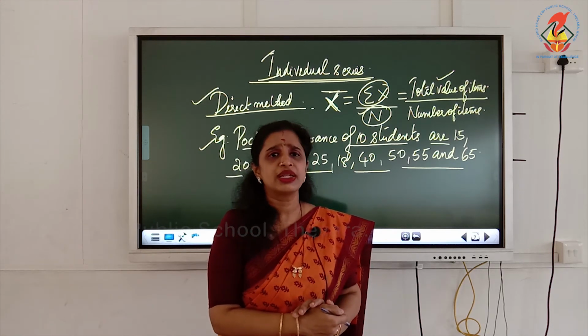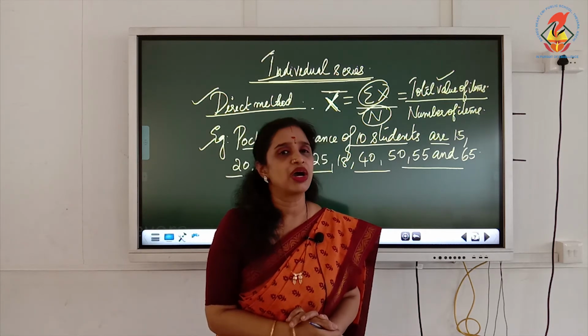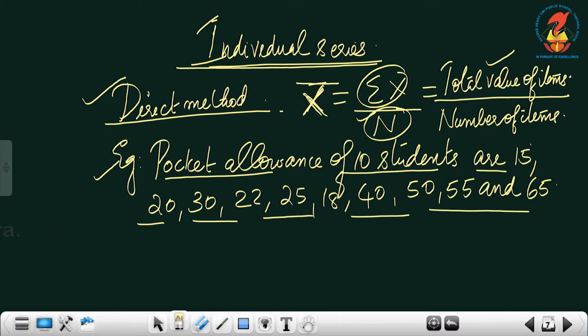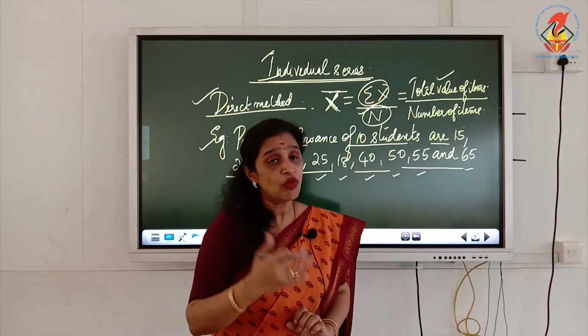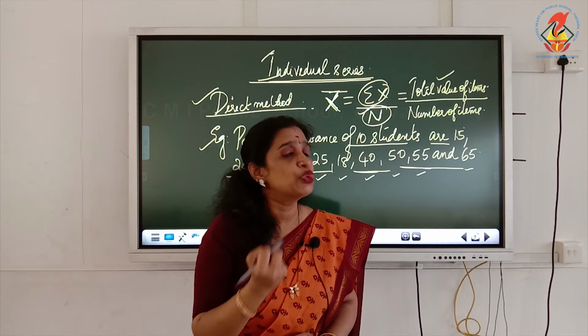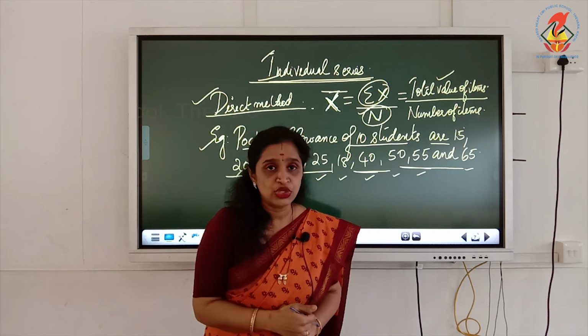How to find out using direct method? Remember the formula, that is x bar is equal to sigma x by n. What is meant by sigma x here? Here pocket allowance is 15, 20, 30, 22, 25, 18, 40, 50, 55 and 65, all are x values. Now how will you find out n from here? n is number of items. How many students are here? Here item means students. 10 students. So n is 10 and sigma x you need to find out.